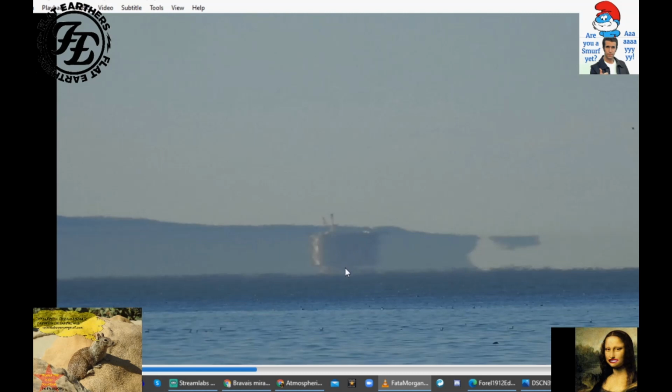This is all mirage. And if we could wipe this mirage away, we would just see water all the way up here. All the way. And then this would look normal, like the oil platform, but it would be compressed. So let's see where we're at on my recording.